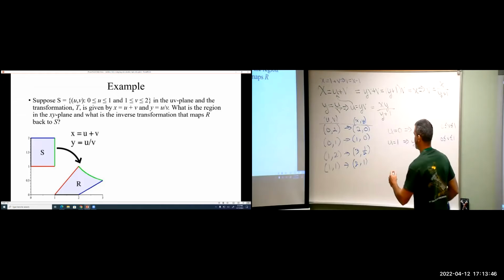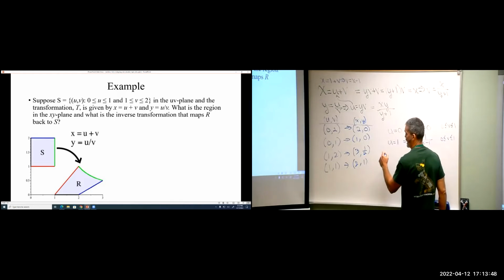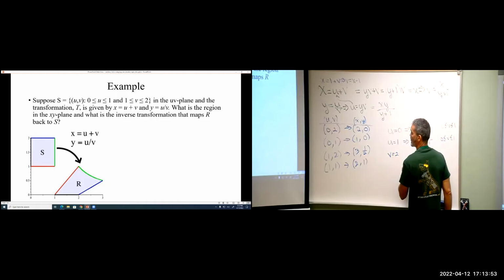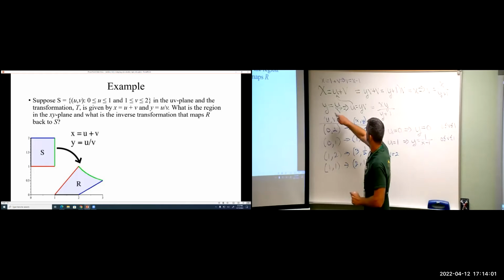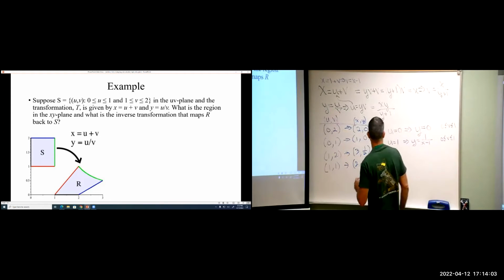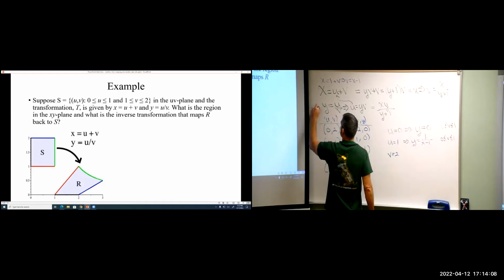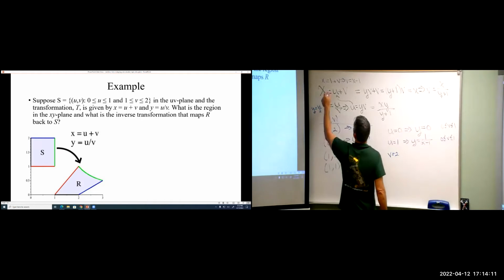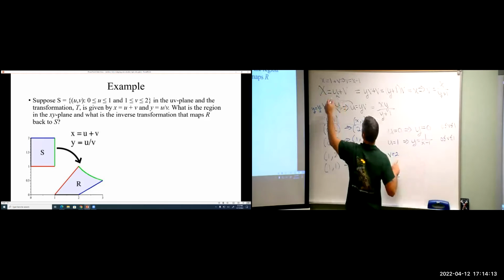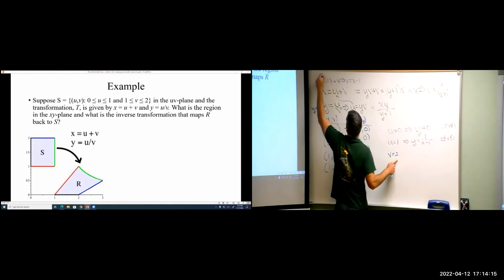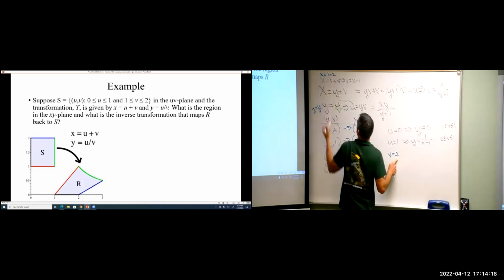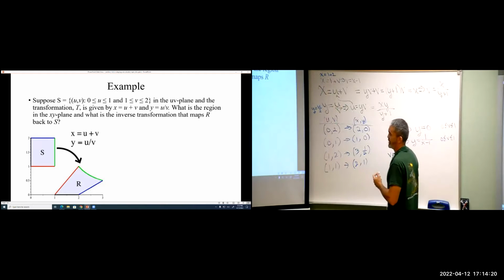Okay, and let's just finish this one off just because we've come this far. So we'll do the blue one. Notice if we're going on that blue line in the rectangle, v is equal to 2. So if we have v equal to 2, then we know two things. We know that y is going to be u over 2. And we also know that x equals 1 plus 2, or just 3.